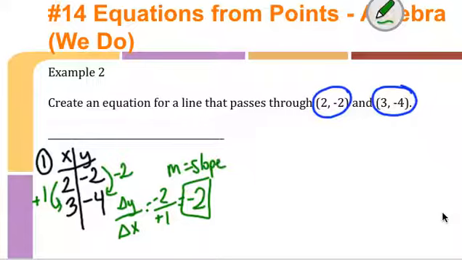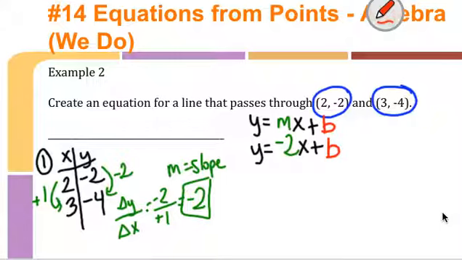Okay, now if that was too fast for you, go ahead and pause it. Listen to what I'm saying as I'm writing it out. Now again, I'm looking for something that looks like y equals m x plus b. Okay, so I just figured out my m, so I'm going to go ahead and substitute that in, -2 x plus b. Now my big second step is to choose one of these points to substitute in.